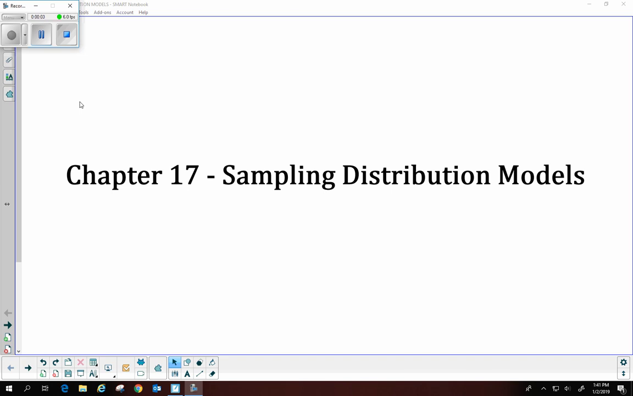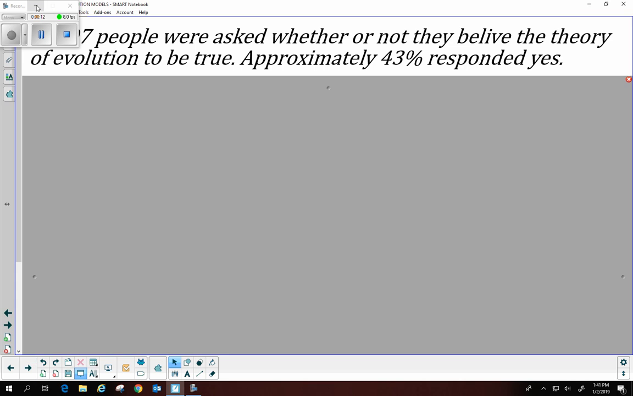Hey, y'all, today we're going to move on to our next unit, and we're going to start in Chapter 17 talking about sampling distribution models. So I'm going to start out with an example.